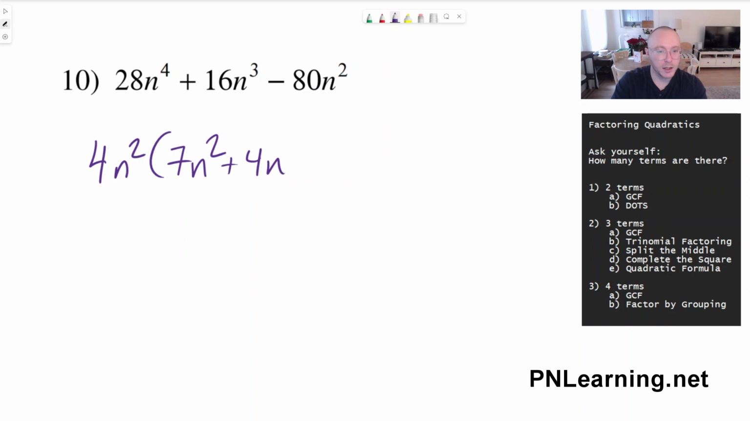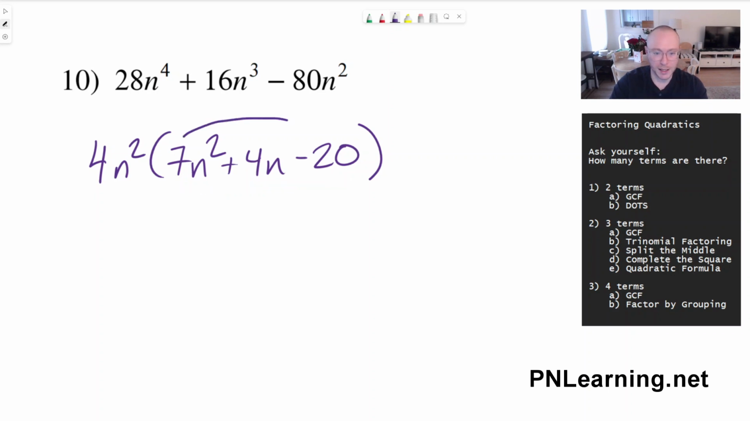Negative 80, right? Make sure you're saying to yourself negative 80, right? It's not just 80. Each term is attached to the symbol in front of it. And now negative 80 n squared. Negative 80 divided by 4 would be negative 20, and n squared divided by n squared would cancel out, so you're left with this. So now let's look at this trinomial that we're left with, and it looks like we're going to have to use split the middle factoring.